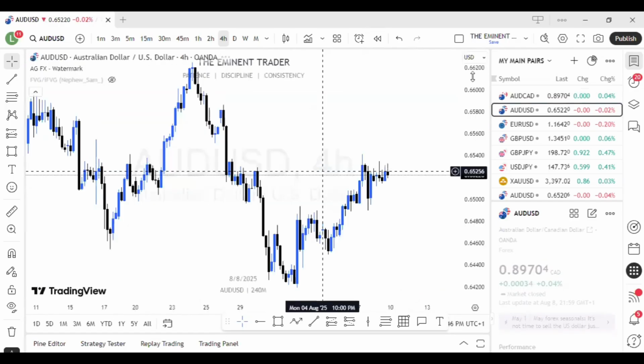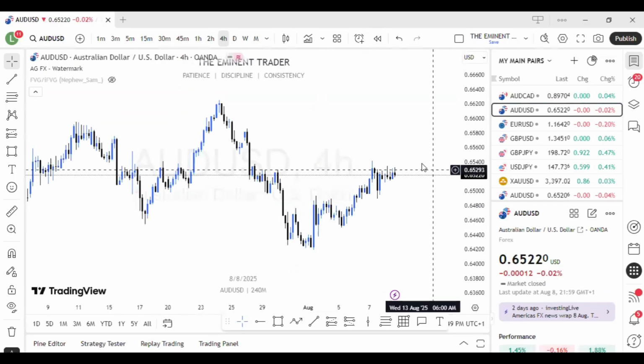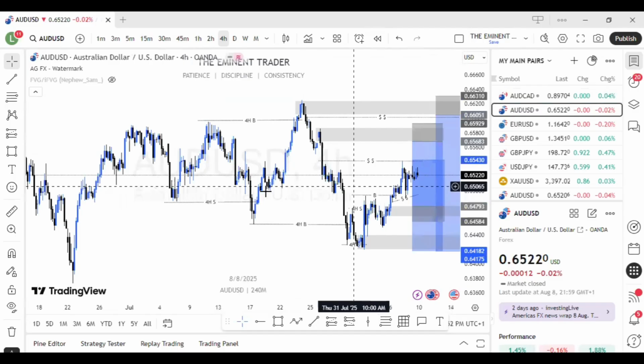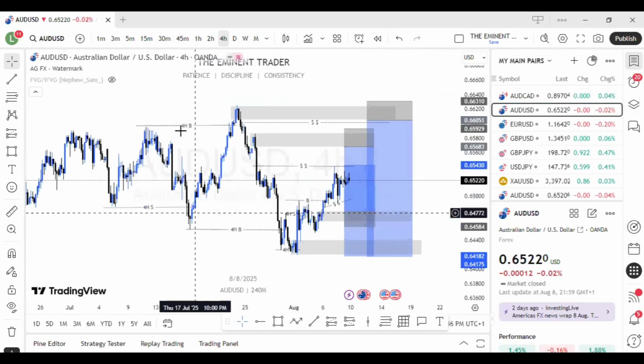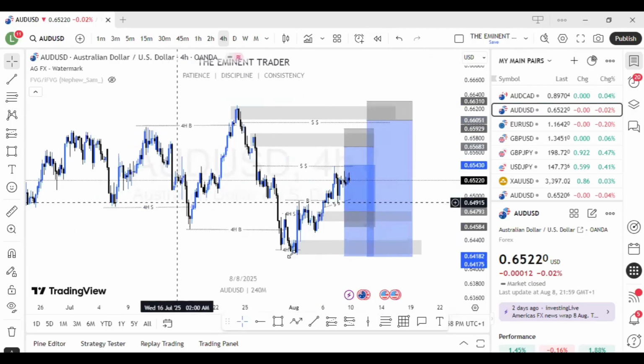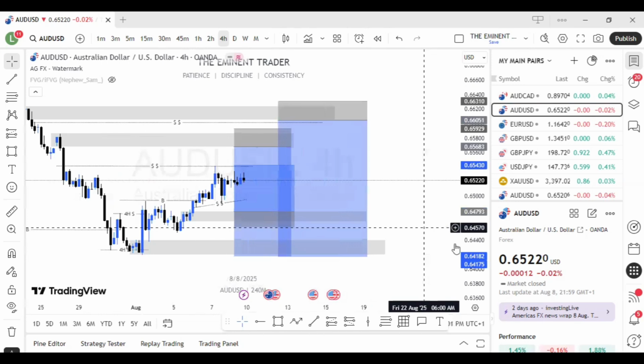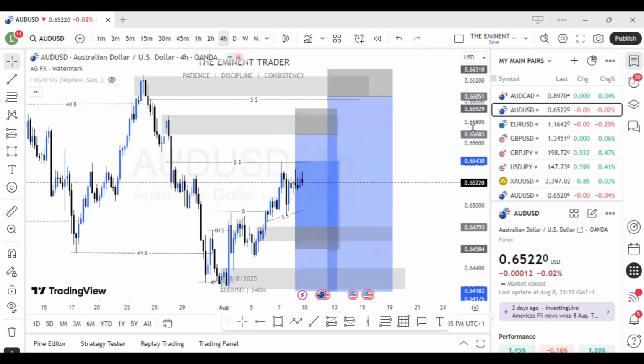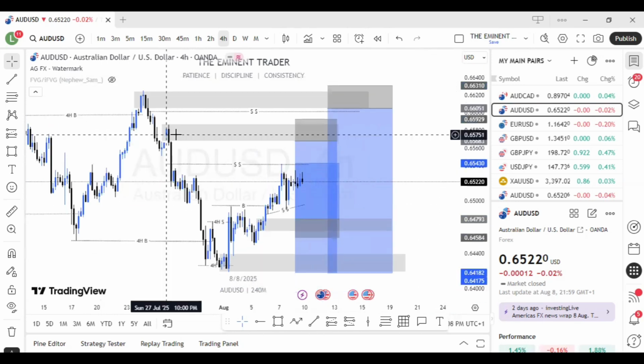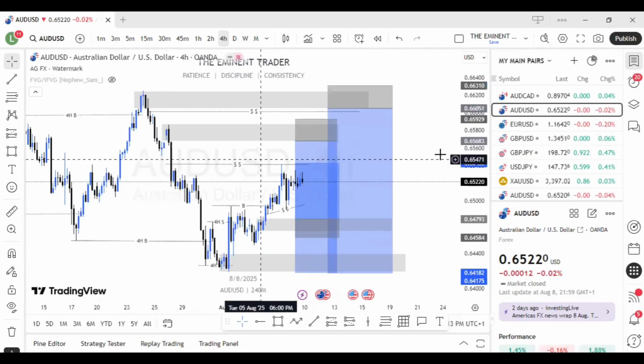Now, this one has been moving mad of recent. It's been very, very complicated, as you can see. It broke structure, shifted again, broke structure. It has been moving mad on the higher time frame, but it hasn't given entries yet. This is a valid order block. This is another one. But let's see what the market does.